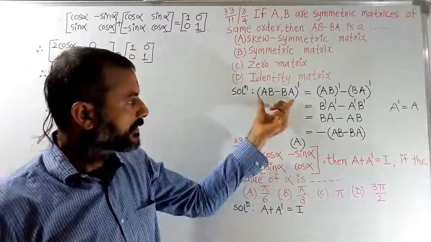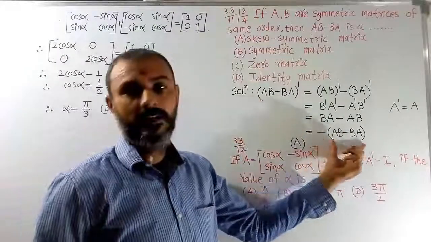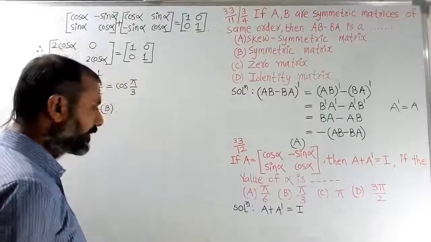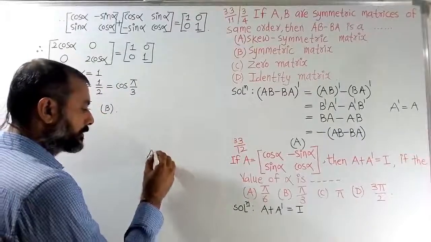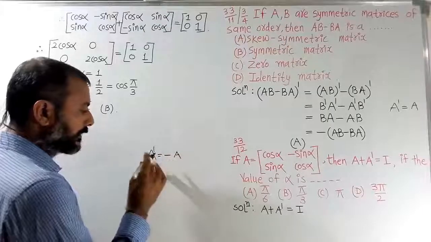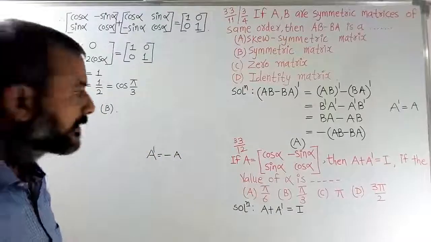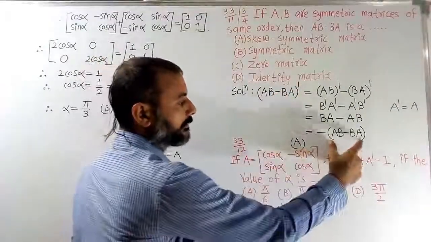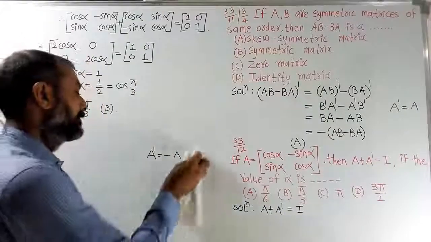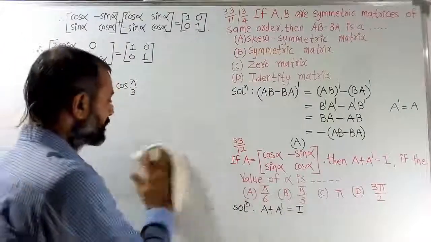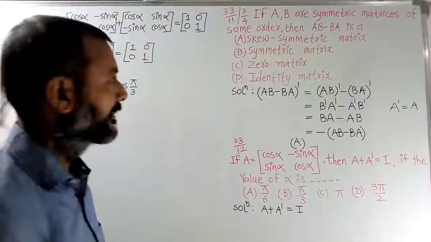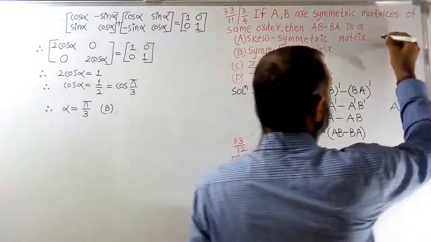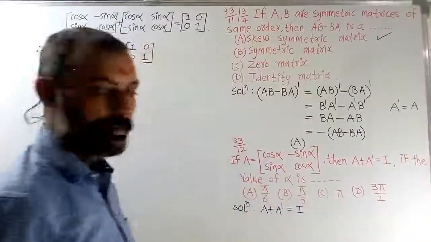So transpose of this matrix equal to minus that matrix means skew symmetric. You know, in skew symmetric, if A transpose equal to minus A, then A is skew symmetric. So the same thing happens. This matrix transpose equal to minus that matrix, meaning the matrix AB minus BA is skew symmetric. So A is the correct answer here. A is the correct answer. Is that clear?